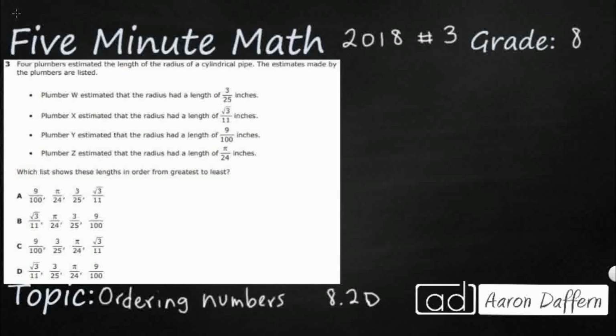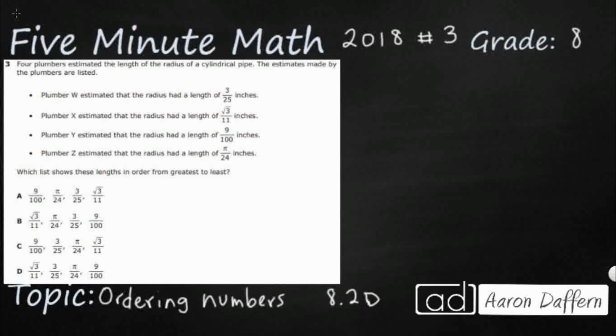Today we are looking at the 8th grade concept of ordering numbers. This is standard 8.2D in the great state of Texas, and we are using item number 3 of the 2018 released STAAR test. If you have not done so already, please go ahead and take a moment to pause the video, work this problem out on your own, unpause it, and we will look at our answers together.